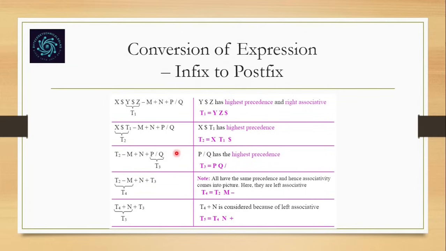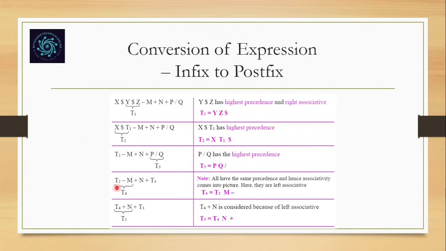Next we remain with the expression t2 - m + n + p / q. Among minus, plus and division, the division symbol has the highest priority, that is 4. Hence we will evaluate p / q at the first stage. Now we substitute it as t3. So t3 is p / q; converted into postfix form, it will be pq/.